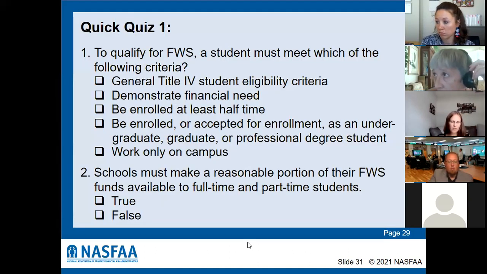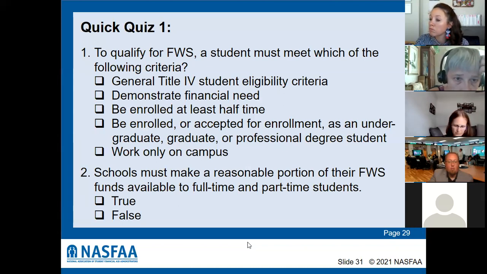So let's do another review question. To qualify for federal work study, a student must meet which of the following criteria? This is kind of the same thing. The general Title IV student eligibility criteria must be met for federal work study.